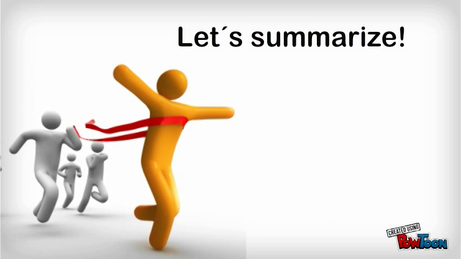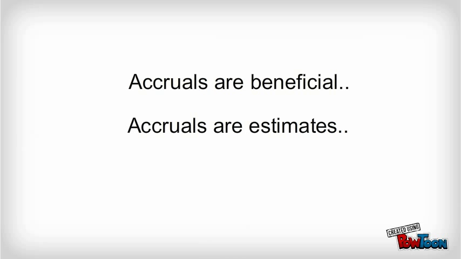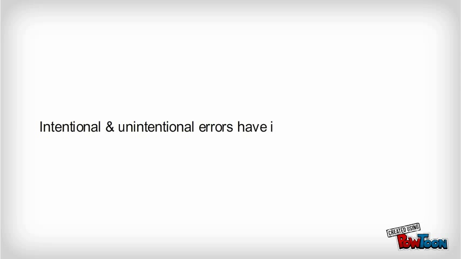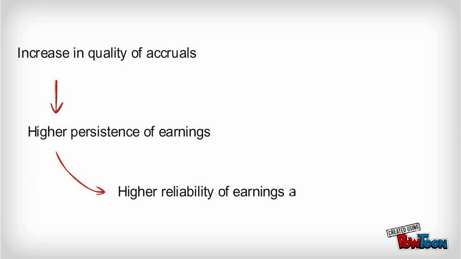So let's summarize. Accruals are beneficial because they shift the recognition of cash flows over time and therefore better reflect the firm's performance. However, accruals are estimates, and estimation errors decrease the quality of accruals. The authors found that not only intentional errors but also unintentional errors, driven by firm and industry characteristics, have an impact on the quality of the accruals. Finally, they show that an increase in the quality of accruals results in higher persistence of earnings and higher reliability of earnings as a performance measure.